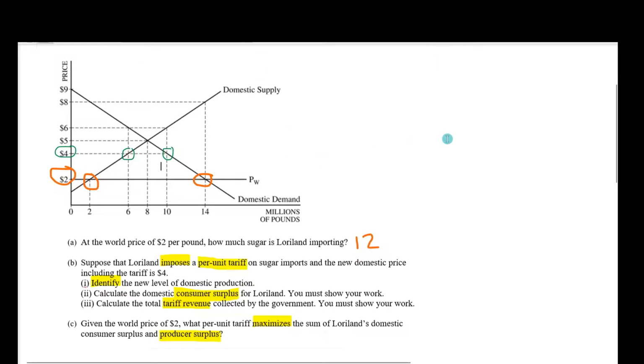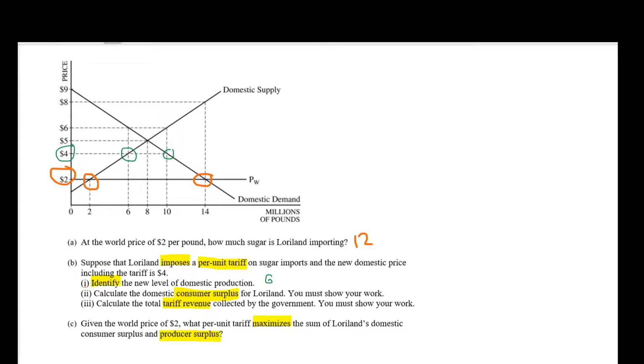So the new level of domestic production is going to be 6 million pounds, right? So this is the amount they're now supplying to the market. We've still got imports, but it's a smaller amount. It's going to be 10 minus 6. So let's look at the next part.